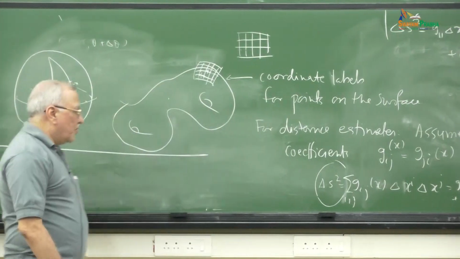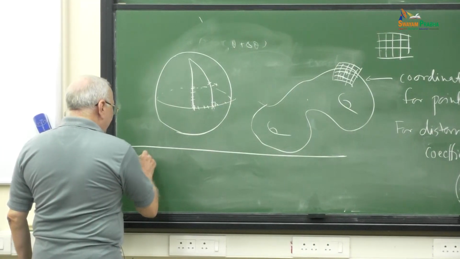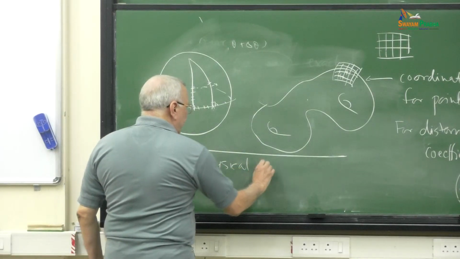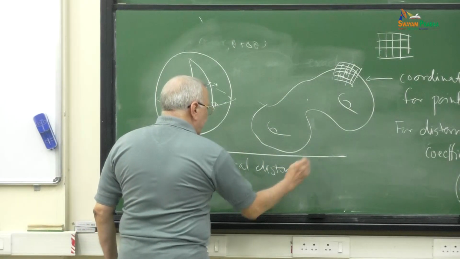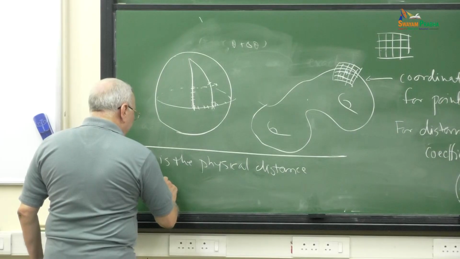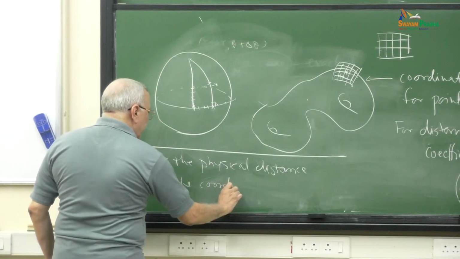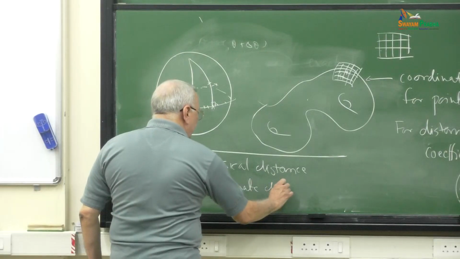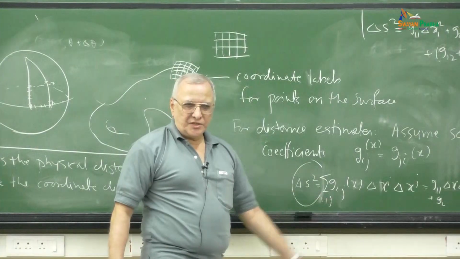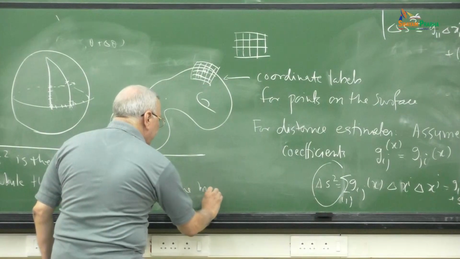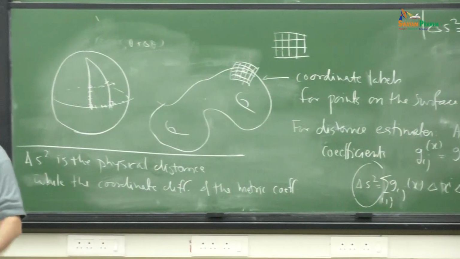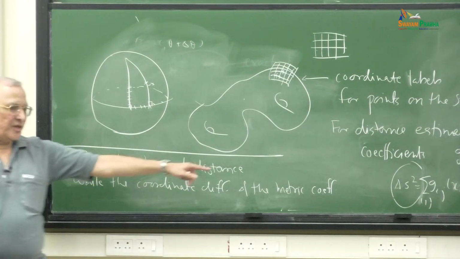Okay. So the moral of the story is that this delta s square is the physical distance, while the coordinate differences and these coefficients are called metric coefficients, the gij's. They themselves, by themselves, do not have any meaning. They have meaning only in conjunction with this formula.